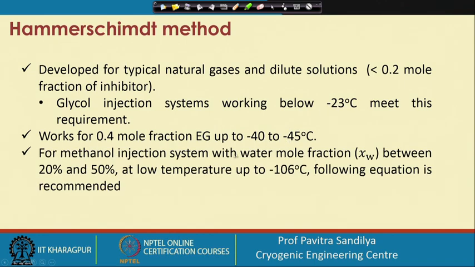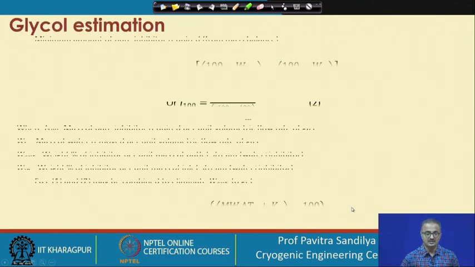And for methanol system, if we consider XW to be the mole fraction of water, between 20 and 50 mole % at a temperature of about minus 106 degrees centigrade, this particular equation is given to find out the depression in the temperature, and in this case the value of A is given in terms of either Fahrenheit or degrees centigrade.